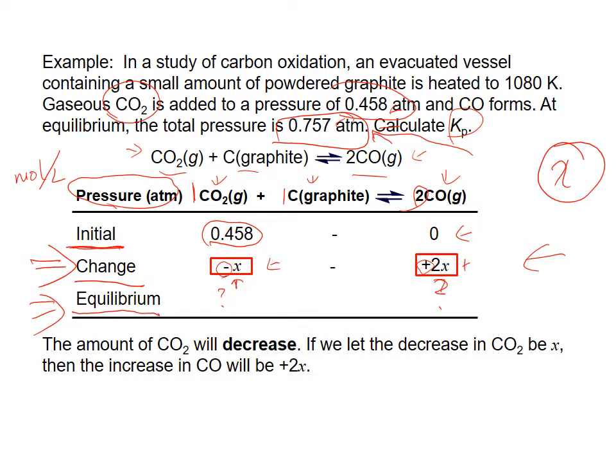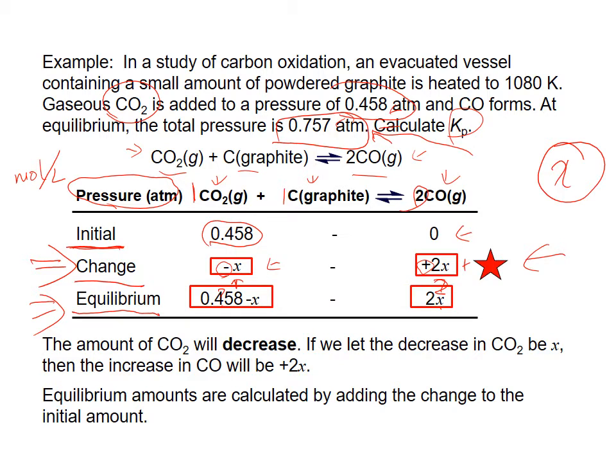With this information, we can calculate the equilibrium pressure. The equilibrium pressure is the initial, this is how much you added, minus the change. X is the change of CO2. And for the product, it's initial 0 plus how much change, and that gives you the final pressure for product at equilibrium. So these are the equilibrium pressures, but you may say it's not a known quantity because you still have X.